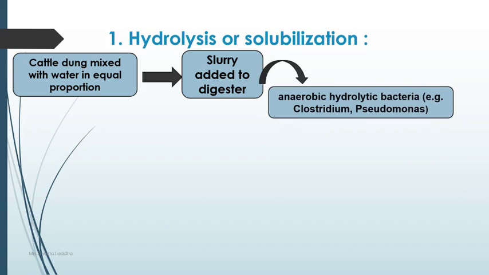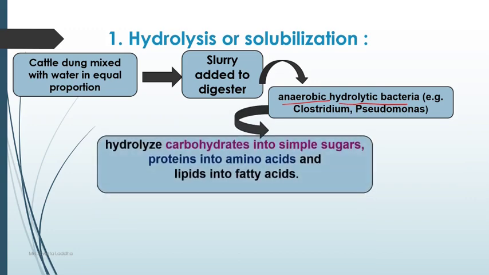So there are hydrolytic bacteria, which are of course anaerobes, which respire and ferment in the absence of oxygen. Like whom? Like the Clostridium, like the Pseudomonas. What are they doing? They are hydrolyzing complex carbohydrates into simple sugars, complex proteins into amino acids, lipids into fatty acids. So this is occurring in the digester.